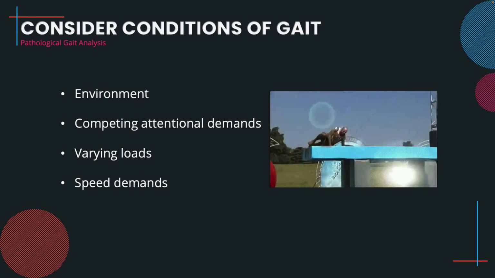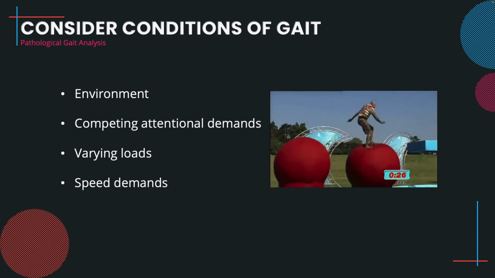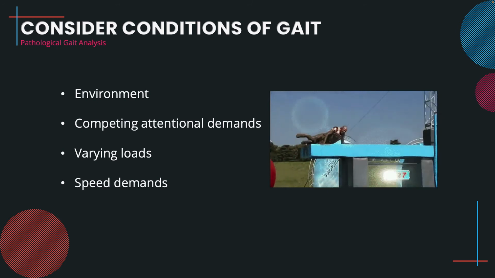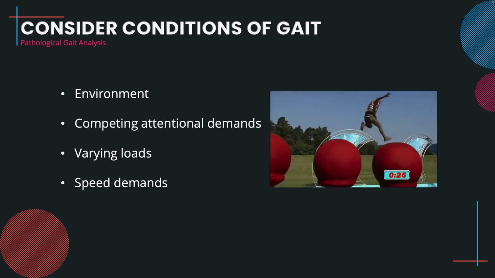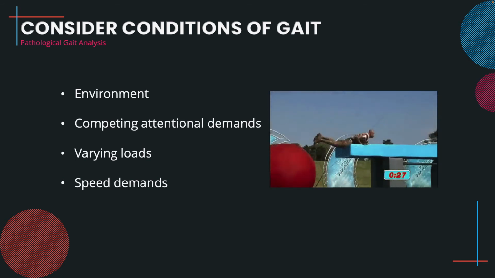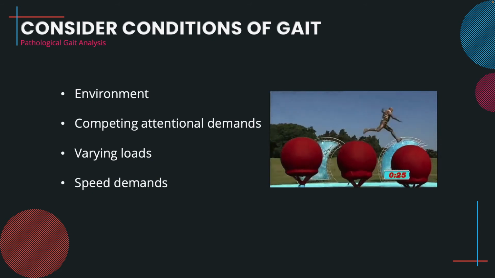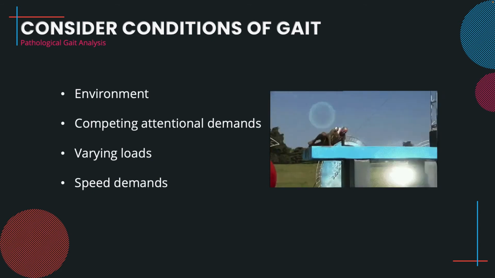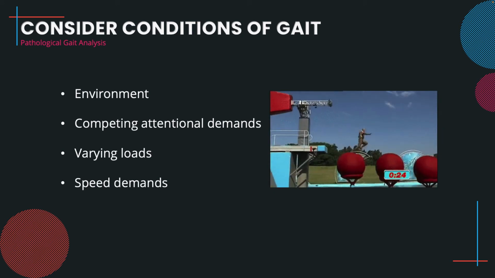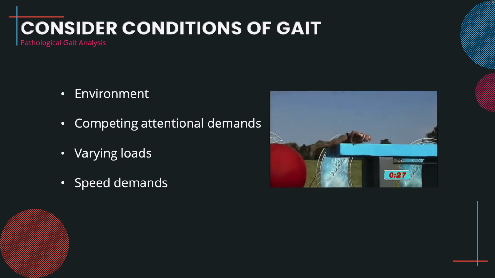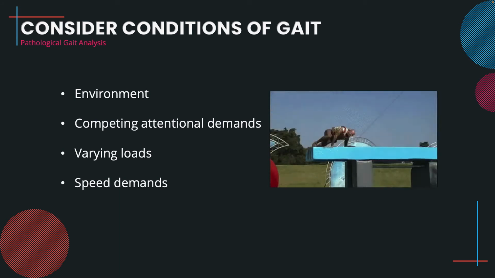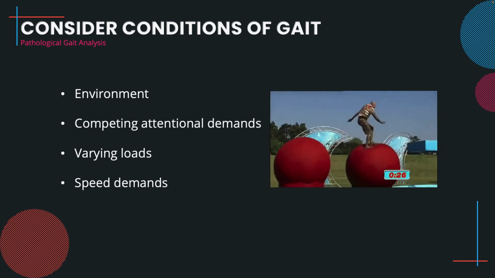So the other considerations that we have with gait are the environment that they're in. You can see illustrated in the GIF that we have here the effect of a difficult environment on somebody's gait pattern. Competing attentional demands can also affect our gait pattern. Just try to walk as fast as you can over a set distance while keeping your head up, and then while looking at your phone, and see if your gait changes any.